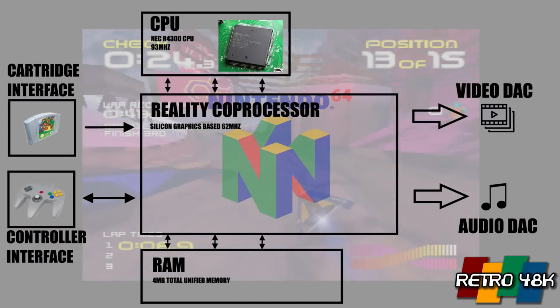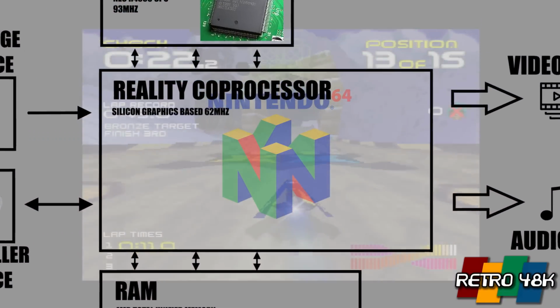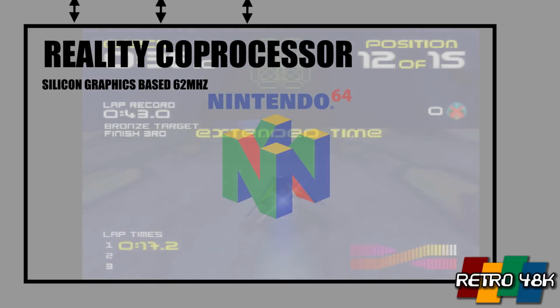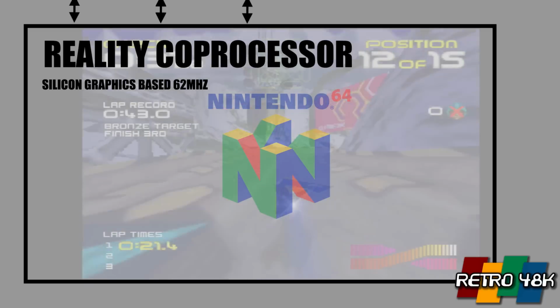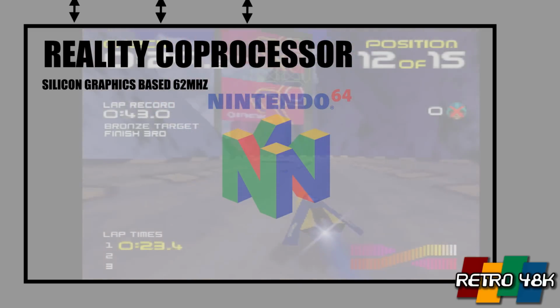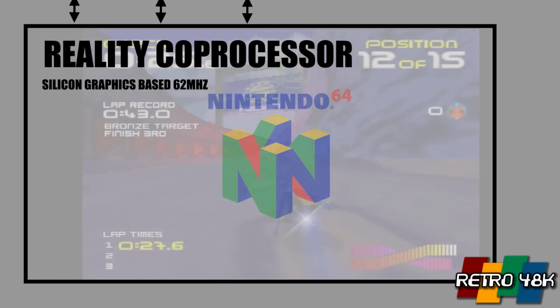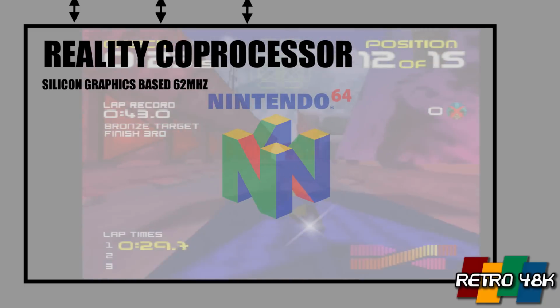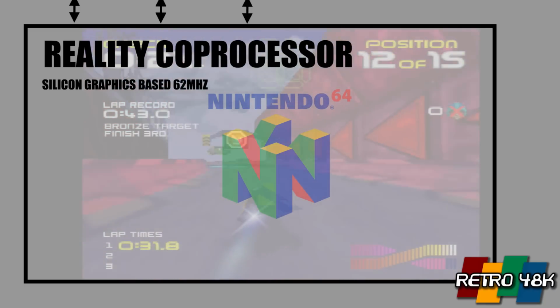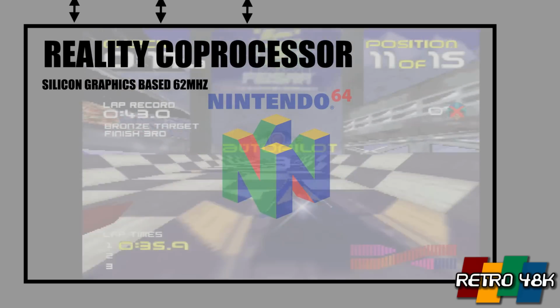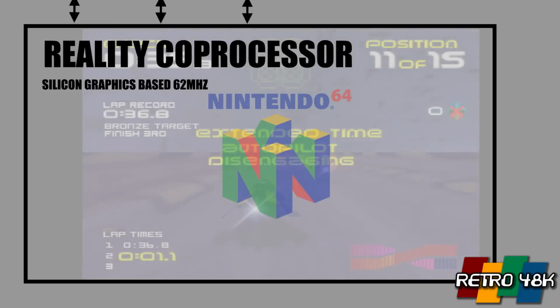Connecting the CPU to the memory is the heart of the system, the Reality Coprocessor. This was Silicon Graphics' baby, and it clocked in at 62 MHz, so it was no slouch itself. At least from a high level, it fills a similar function to what the Holly unit did in the Dreamcast, if you've watched that video. It was responsible for running microcode, which basically produced the audio and visuals that you see and hear on screen, and also for interfacing with the various memory units and peripherals and things like that.